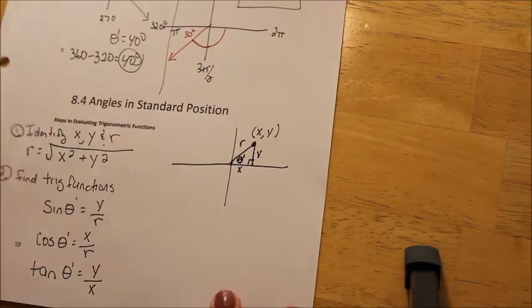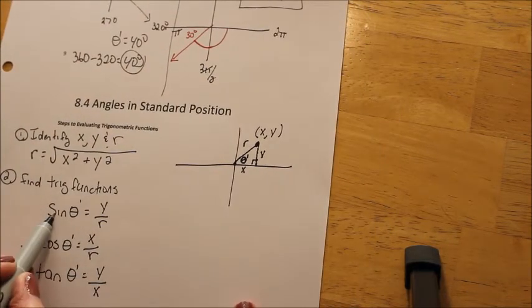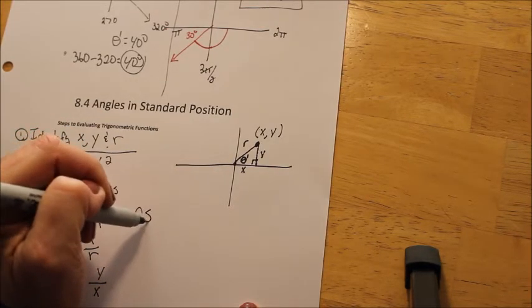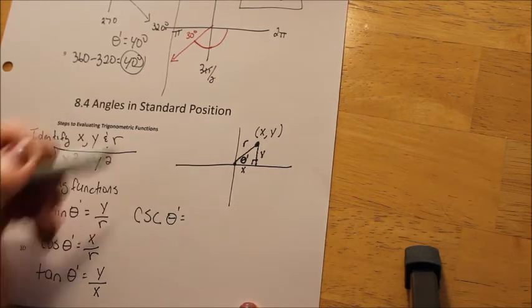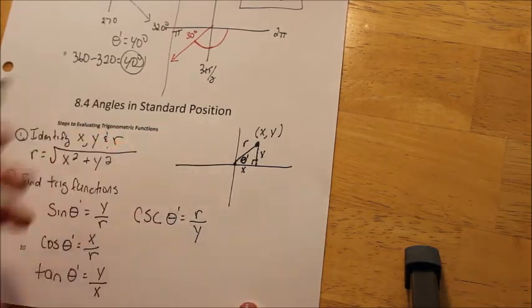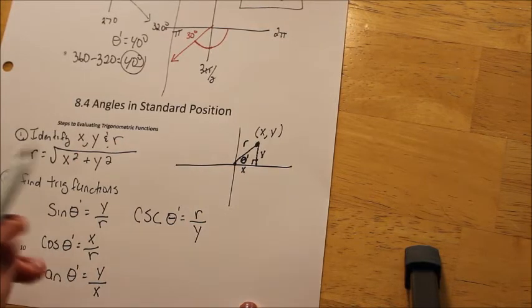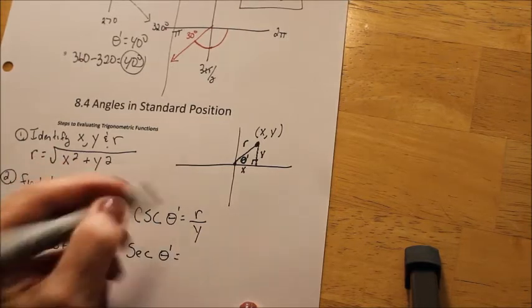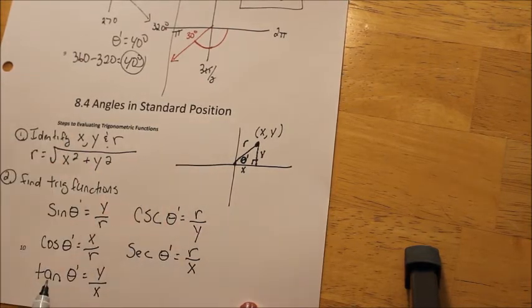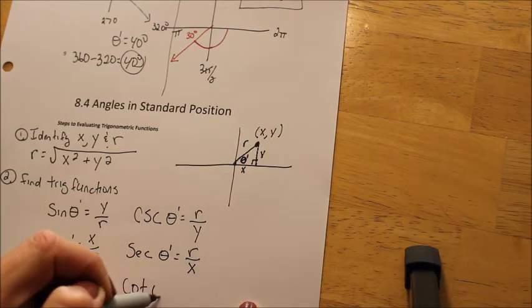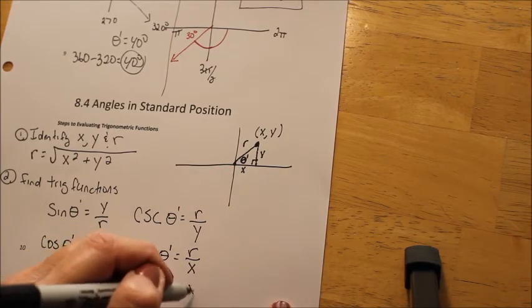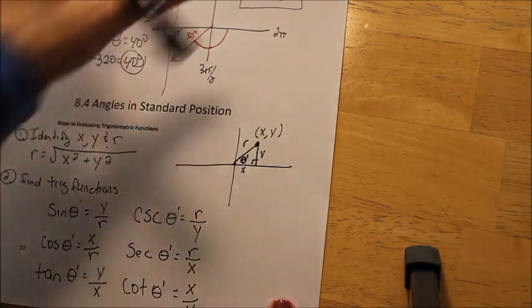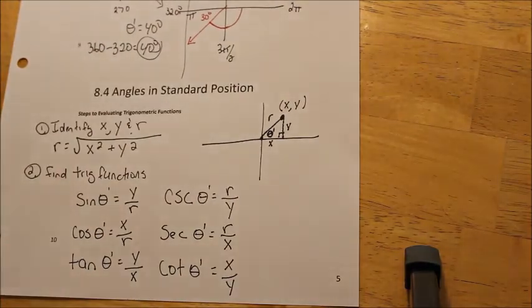Now, if you remember, the reciprocal of sine was the cosecant, and you're just going to flip that: r over y. Remember the reciprocal of cosine was secant, and that's going to be r over x. And the reciprocal of tangent, cotangent, is going to be x over y. Okay, so those are your formulas.